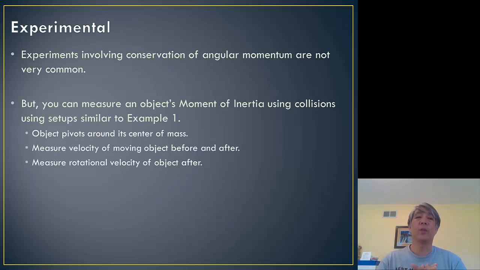Experimentally, we don't frequently see situations involving conservation of angular momentum. They're just not that common, but you can do it. As long as the object pivots around its center of mass, we can measure velocities and rotations before and after, and it would be very similar to what we would do for a standard conservation of momentum. Usually what we're trying to do here is actually measure the object's moment of inertia, but it is possible to do. Okay, thank you.